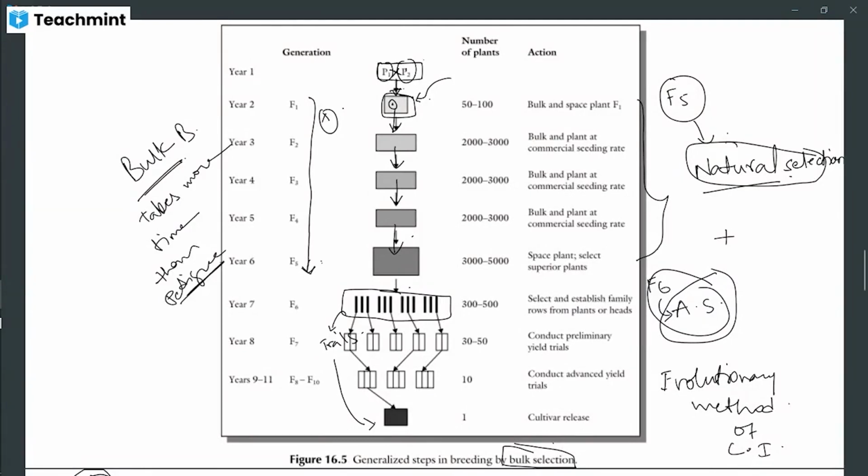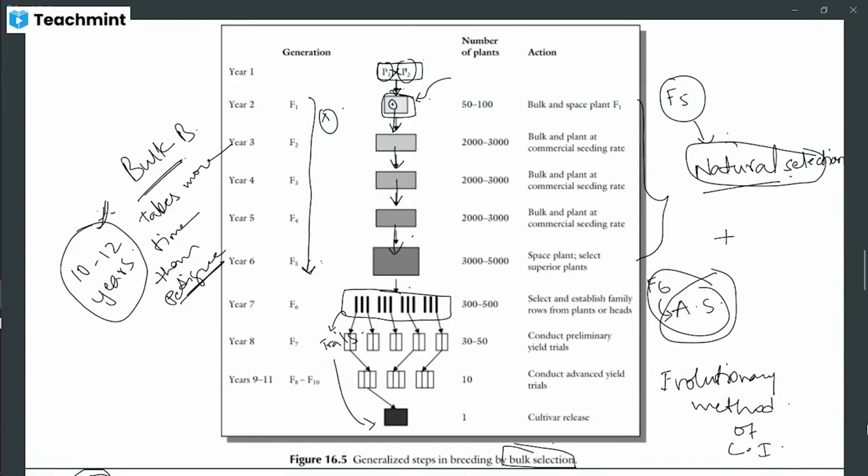So bulk breeding generally takes more time when compared to pedigree breeding. Both pedigree as well as bulk take more time, but bulk takes much more time than pedigree breeding. Releasing a variety through pedigree breeding or bulk breeding may cost you up to 10 to 12 years.